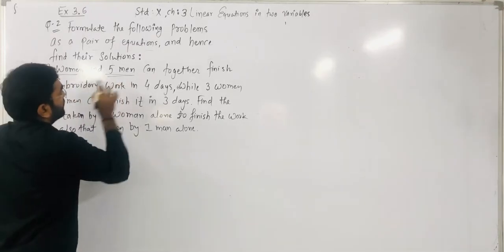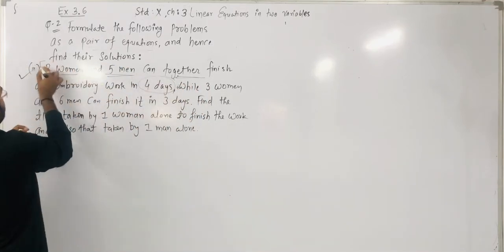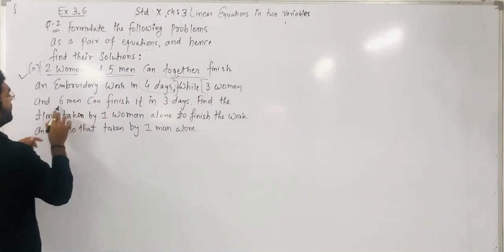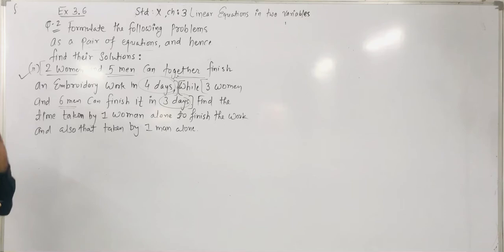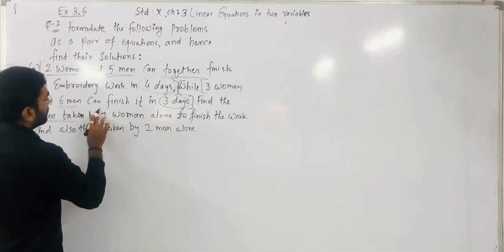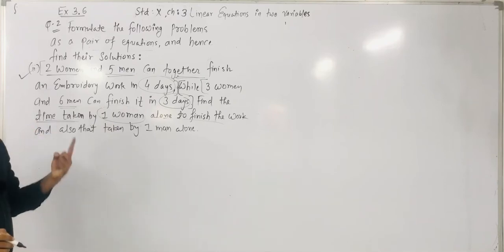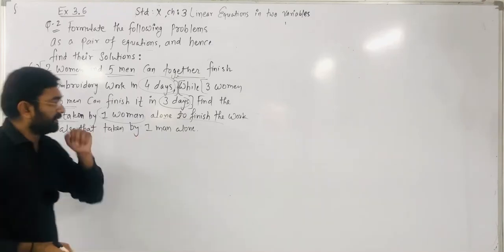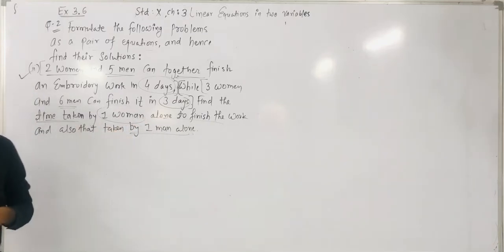2 women and 5 men together will finish the embroidery work in 4 days. This is our first condition. While 3 women and 6 men can finish the work in 3 days. This is our second condition. So we have to find the time taken by one woman alone to finish the work. This is the first thing. And second, the time taken by one man alone to complete the work.